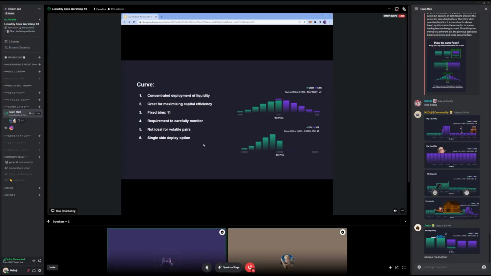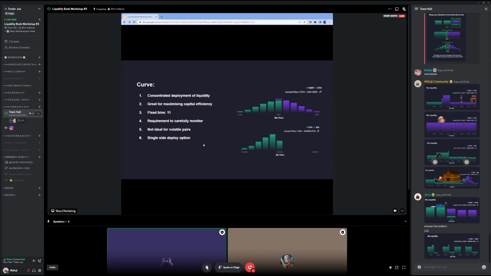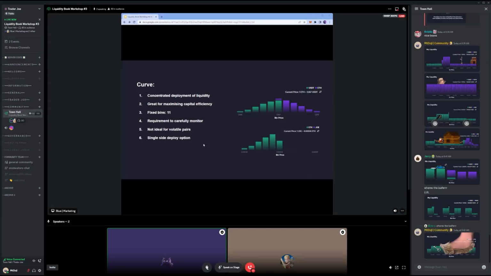You can deploy this as a single side. You can do that by, when you select Curve, entering the token amounts that you want to deploy. In the example I've got here, I essentially entered 99% of my liquidity as ETH, 1% as Joe, and that gives you almost like a reverse kind of gradient with my ETH. So concentrated in the middle, and it scales down the further out it goes. So that is how you deploy single-sided using Curve.